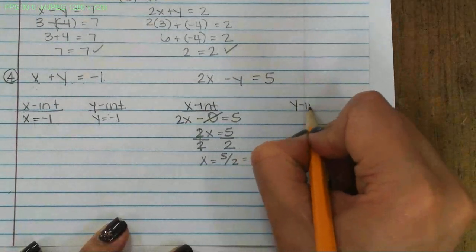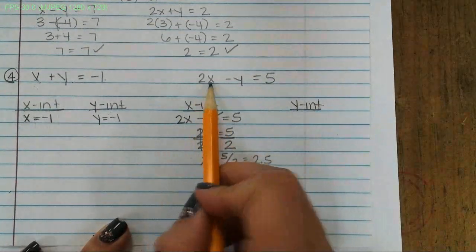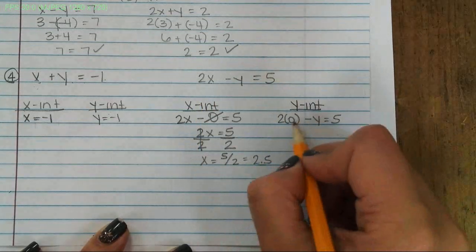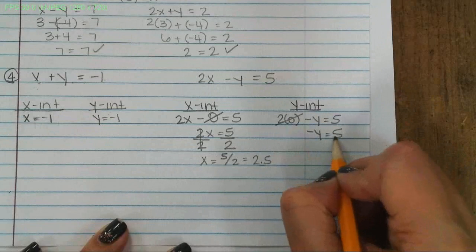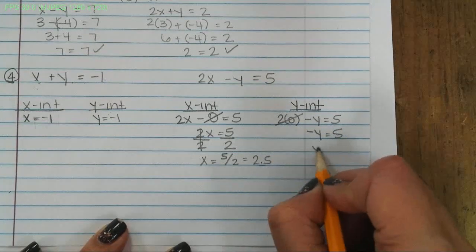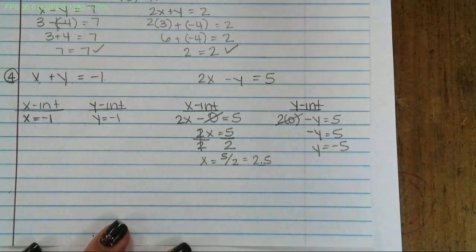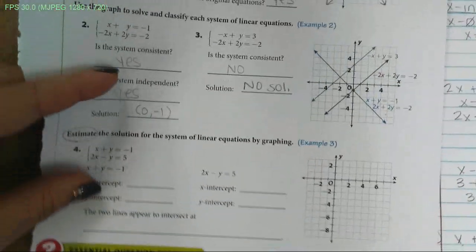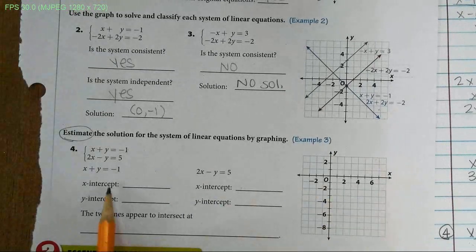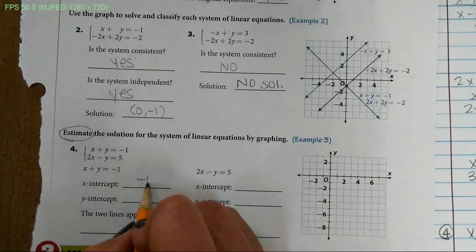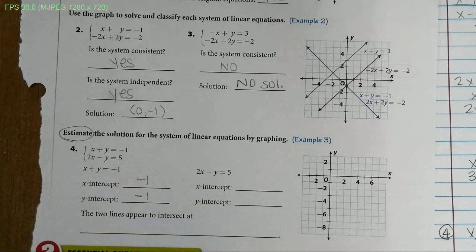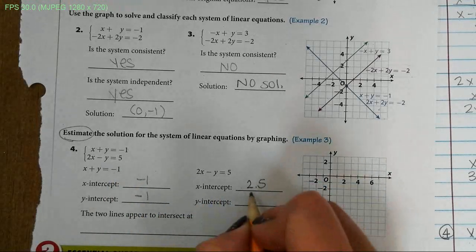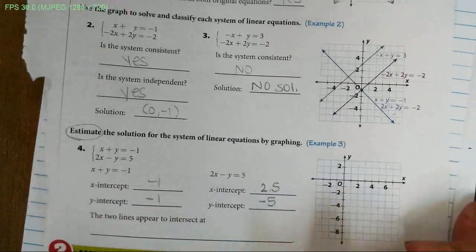Okay, so when I find my y-intercept, again, I'm going to make my x equal to 0. So I have -y equals 5. And again, divide both sides by -1. And I have a -5. Okay, so I'm going to go ahead and write in those solutions here. So my x-intercept for my first one was -1, and this was also -1. My x-intercept over here was 2.5, and my y-intercept was -5.